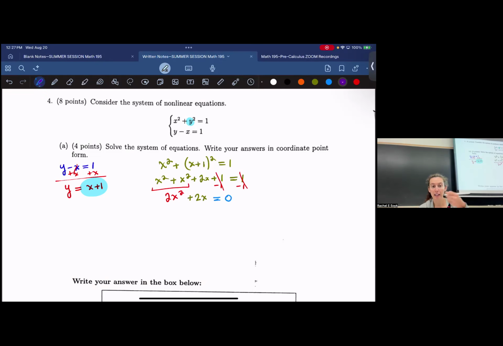Now we can go ahead and factor out a 2x. And when we do, we're left with x plus 1 in parentheses, which gives us our two potential x values to be x is equal to 0 and x is equal to -1, but I'll put it in ascending form.